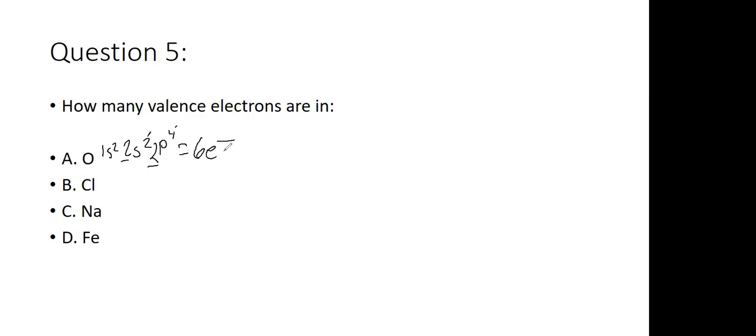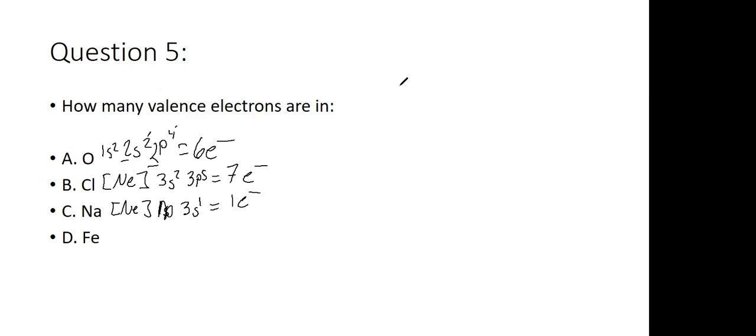All right, so let's take a look at chlorine here. The electron configuration, I'm gonna write the truncated version for this. Chlorine is neon, 3s2, 3p5, which is 7 electrons. Sodium is neon, 3s1, which is 1 electron. So oxygen, chlorine, sodium, relatively easy to figure out.